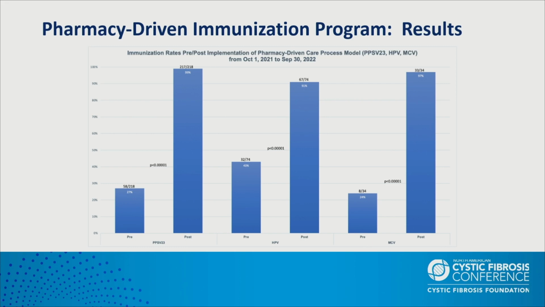And then on the last one, for the meningitis, you can see we had, sorry, it's so hard to read, the 8 of 34 pre, and now we're at almost 100% as well on that one.